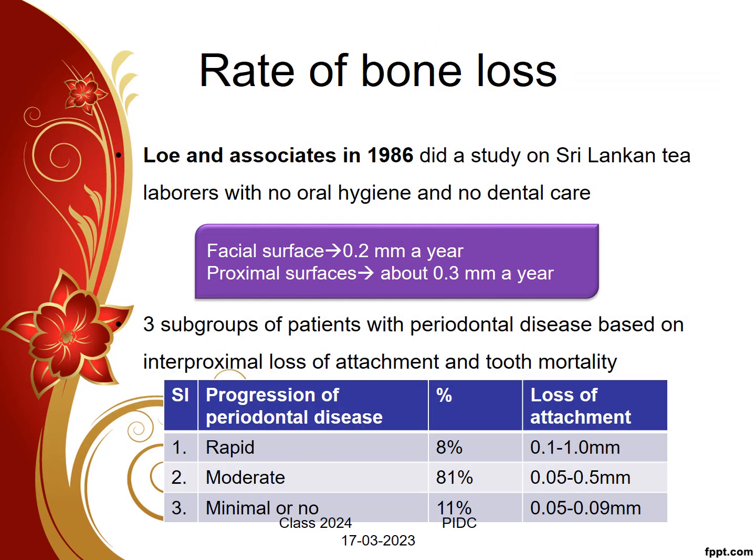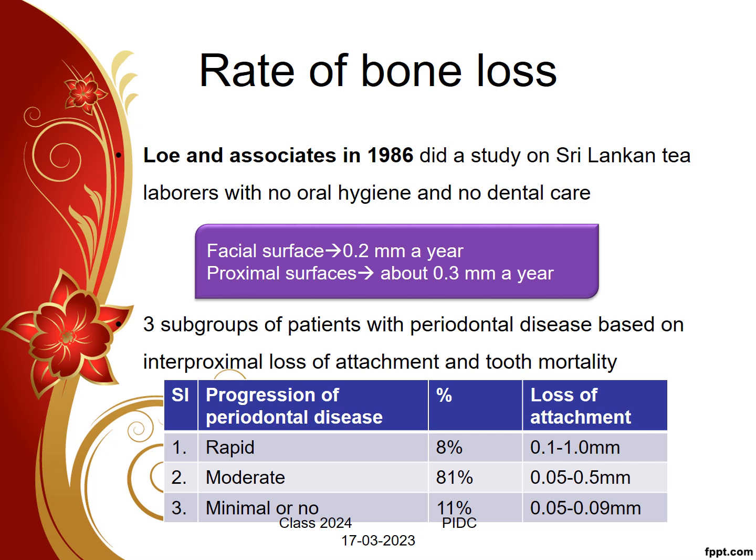Coming to the rate of bone loss, this was a study done by Löe in 1986 on Sri Lankan tea plantation workers, where he stopped them from having oral hygiene and dental care for a period of 21 days, and he noticed how the gingivitis was proceeding. Then he asked them to carry on with their oral hygiene techniques again. From this, he found out that the facial surfaces underwent a resorption of around 0.2 per year, whereas proximal surfaces 0.3 per year. So this is actually very minimal.